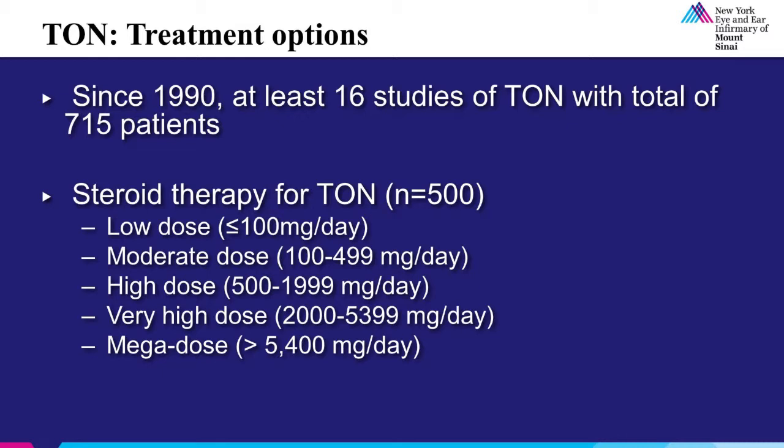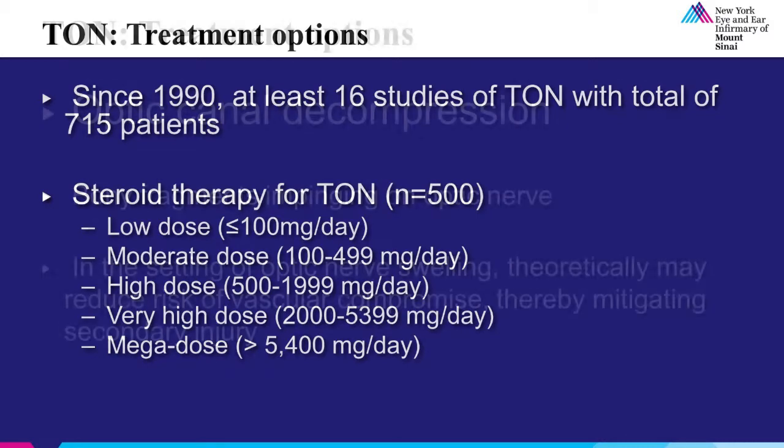Based on these studies, approximately 500 patients were treated with steroid therapy for traumatic optic neuropathy. This therapy ranged from low-dose oral steroids of less than 100 milligrams per day, moderate-dose steroids of 100 to 499 milligrams per day, and high-dose steroids of 500 to 1,999 milligrams per day. Very high-dose steroids and megadose steroids were also employed in several of these studies.